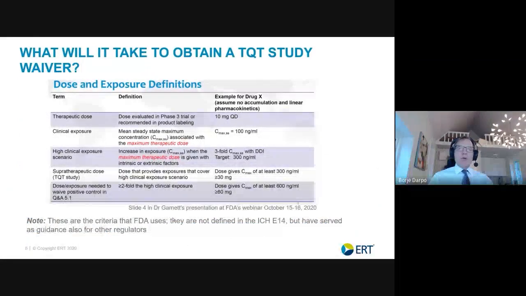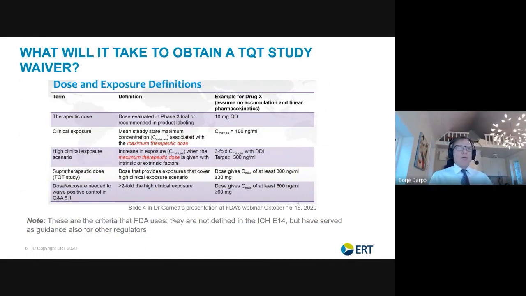So this slide shows you the current paradigm that FDA has applied when they're looking at concentrations achieved in first-in-human study and whether a positive control will be needed. This approach, or this paradigm, is now brought into the ICH E14 document. So this is an example.